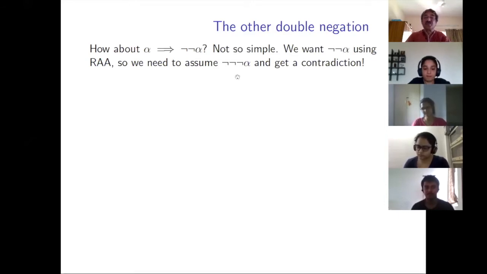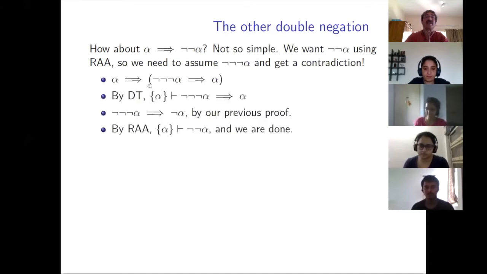So we do need to assume triple knot alpha and get a contradiction, and we can do that. Well, alpha implies triple knot alpha implies alpha, but that is by axiom. By deduction theorem, I can push it to the left-hand side. So I get triple knot alpha implies alpha. Triple knot alpha implies knot alpha is our previous proof, right? I've just substituted knot alpha here for the original. Now, therefore, I can have an assumption alpha here, and for triple knot alpha, I get alpha as well as knot alpha. Apply reductio ad absurdum, and you get double knot alpha. Okay, so this tells me alpha implies double knot alpha.